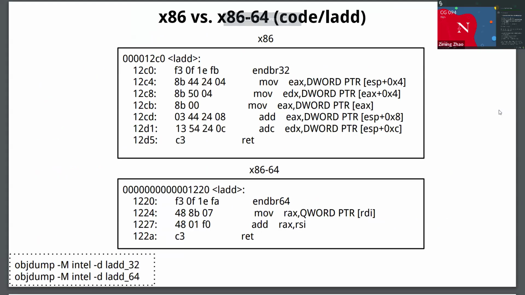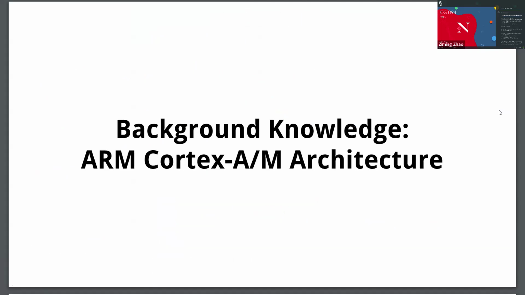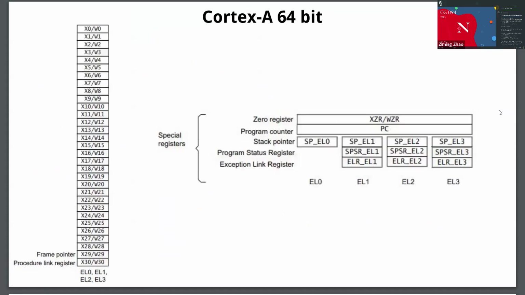Okay, so this is a comparison of those, and those are the instructions you can use to get those. Just to give you a quick feeling of what other architectures look like. So for most of your phones, and even the new Mac laptop, you're using Cortex-A architecture. And the registers are different.